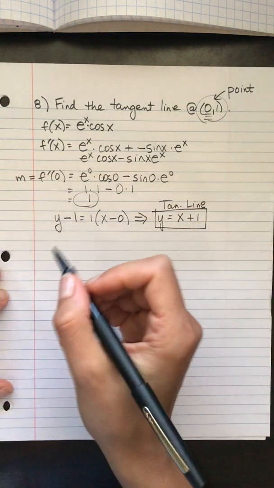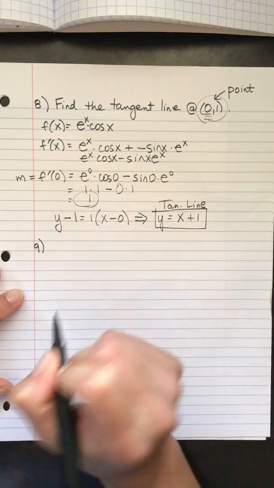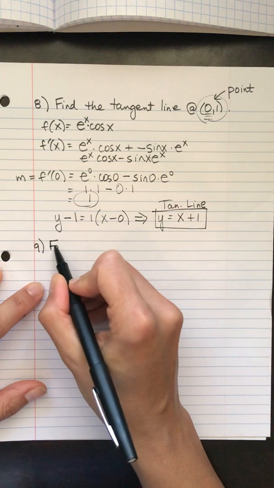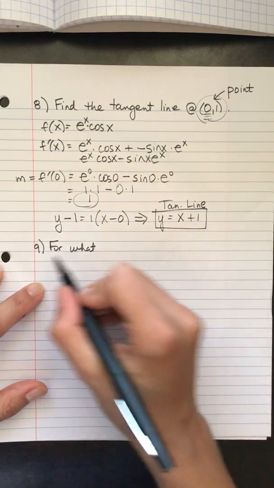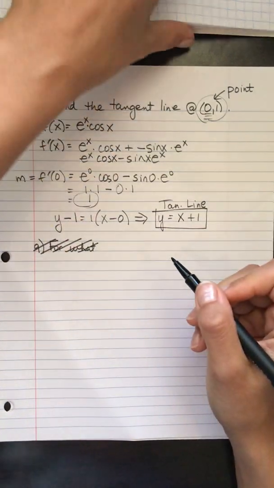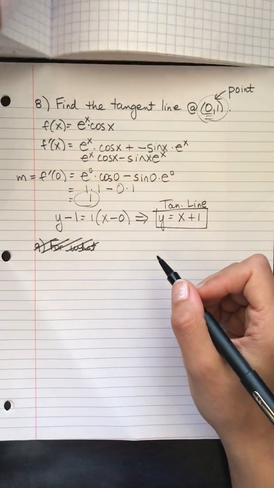All right, I'm going to do, I think, one more. Sorry. So for what? No, this is, sorry, change my mind. Hold on. That's not the one.